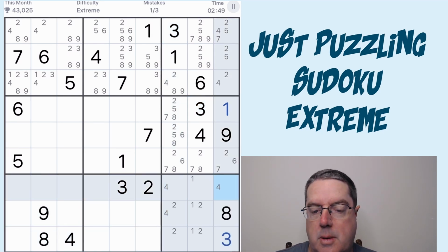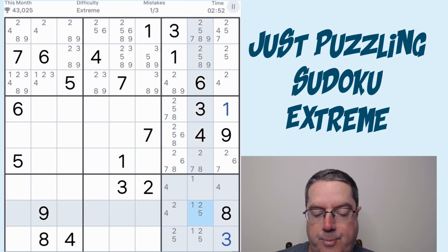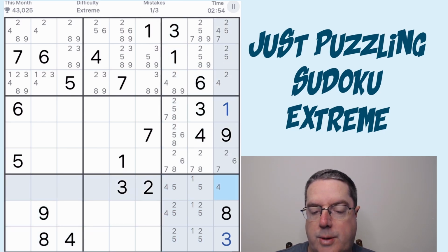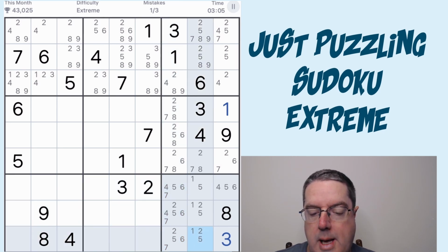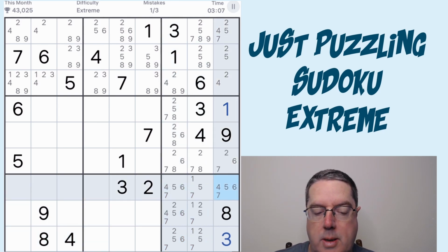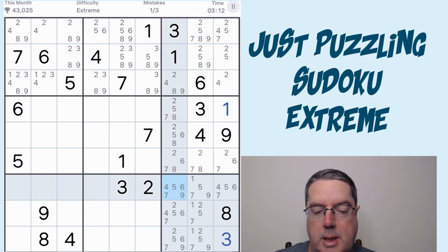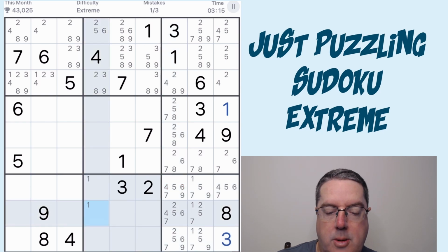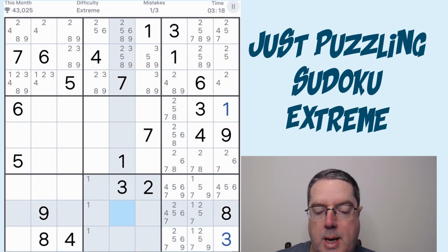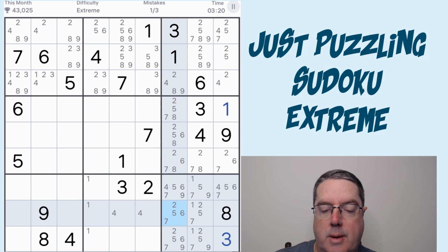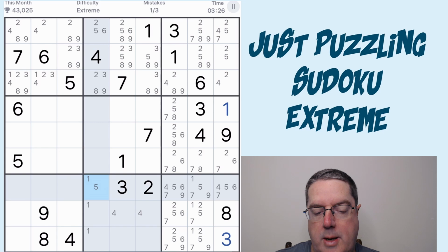5, potential for any of them. 6, outside rows, columns even. 7, potential for all. 8's there, and 9 can be in these ones here. 1 can be here, 2 and 3 are there, 4 can only be there, which means I can take that 4 out. Okay, 5 is potentially any of the 7 boxes.